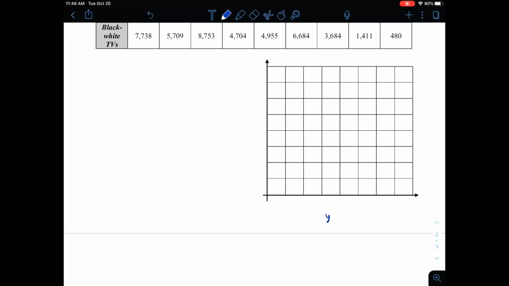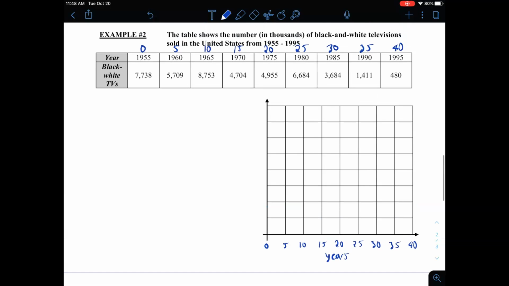So down here we're going to have years. And we're going to go 0, 5, 10, 15, 20, 25, 30, 35, and 40. So those are all the different years that match with this data up here. Okay? Now we got to figure out a scale for the left-hand side.